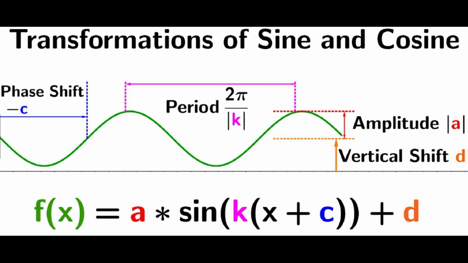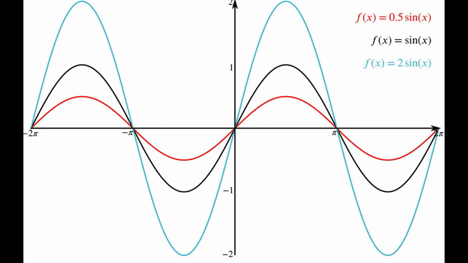Now, I did put one picture in here of what different amplitudes look like. Just as an example, the f(x) is just the black line. The black line is just your normal sine curve. The 0.5, like I said, is going to take all your waves and make them only go up half as much as they normally do. So that's the red line.